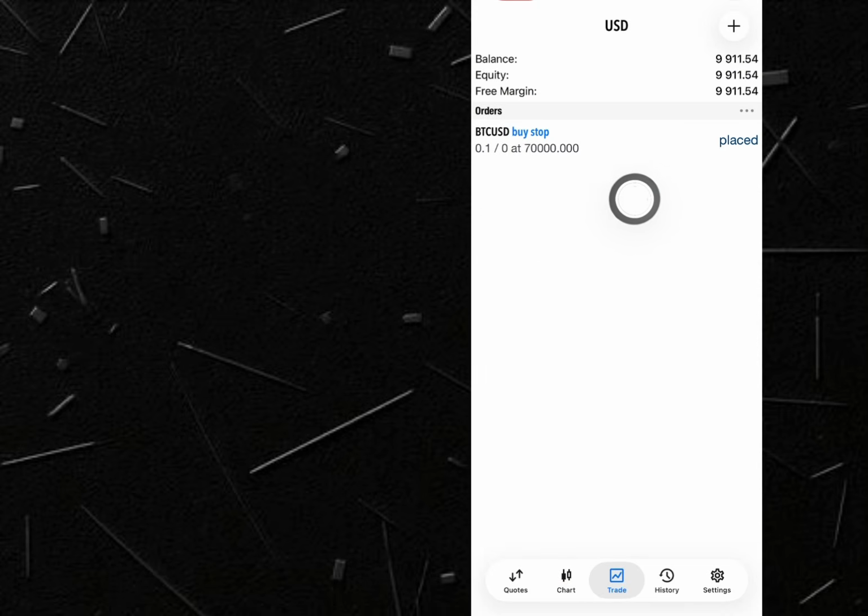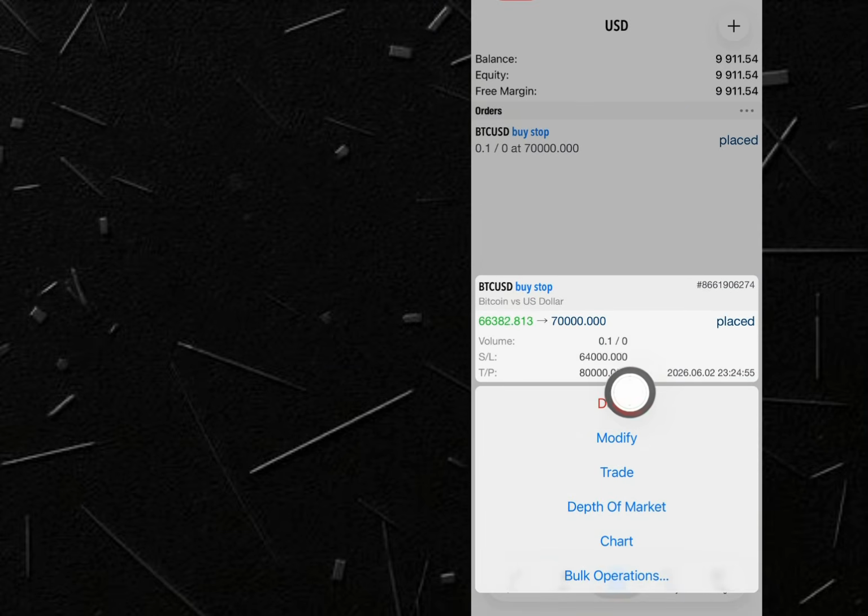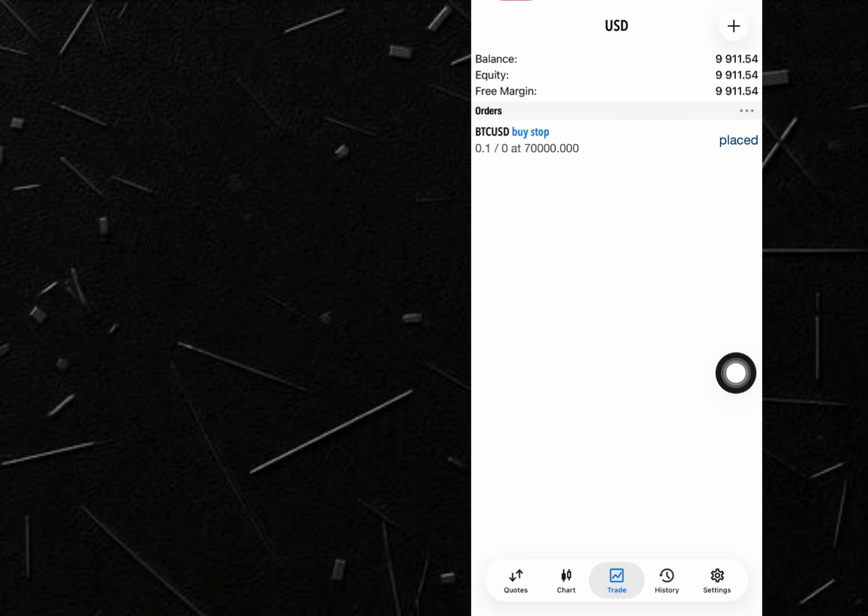Now you are not going to enter this market until the price of Bitcoin reaches 70,000. The lot size which you use is 0.1. You can change the lot size at any time. You can use 0.01 or so. So if the price reaches here, then you tap. You see there's already take profit and stop loss here. So this is how you set it.